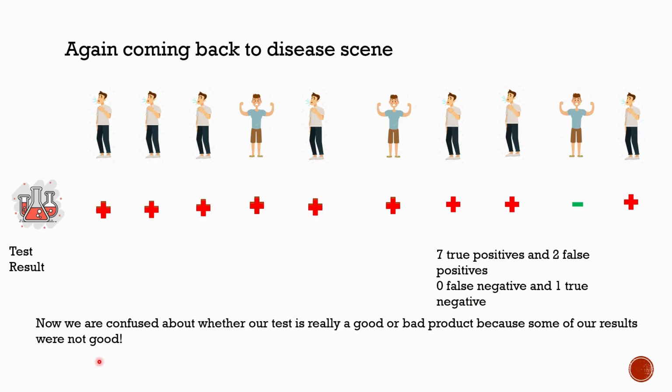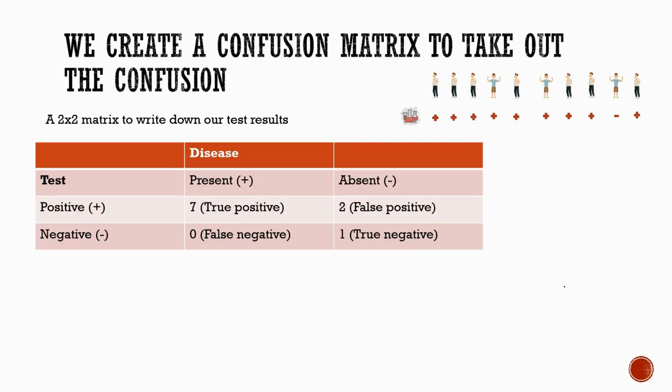Now we are confused about whether our test is really a good or bad product because some of the results were not good. Now let's interpret this. For that we have to write the results in a 2 by 2 matrix, with disease on this side and the test on this side, and we will get the values of true positive, false positive, false negative and true negative.